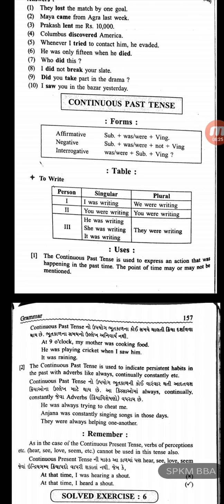How can you write it for first, second and third person? First person singular: I was writing. Plural: we were writing. Second person singular: you were writing. Plural: you were writing. Third person singular: he, she, it, you can use. Plural: they were writing.